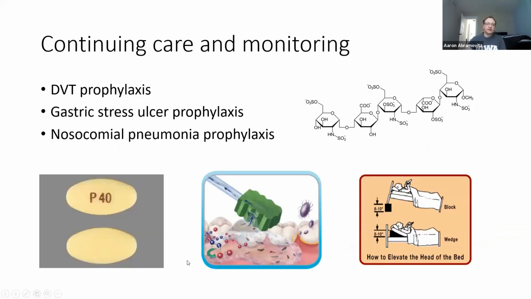And finally, things that go along with mechanical ventilation, preventing harm from being laid up in bed, sedated with a tube: DVT prophylaxis, gastric stress ulcer prophylaxis, and then nosocomial pneumonia prophylaxis, which includes oral care and elevating the head of the bed.